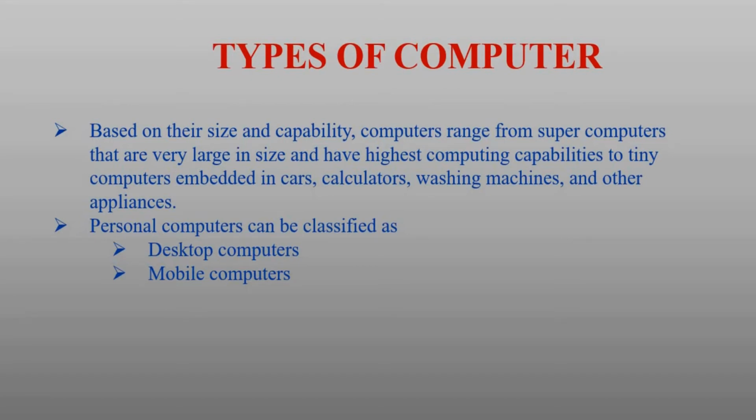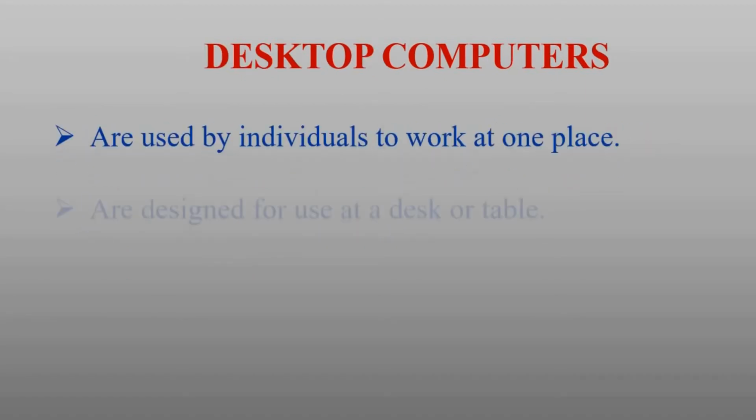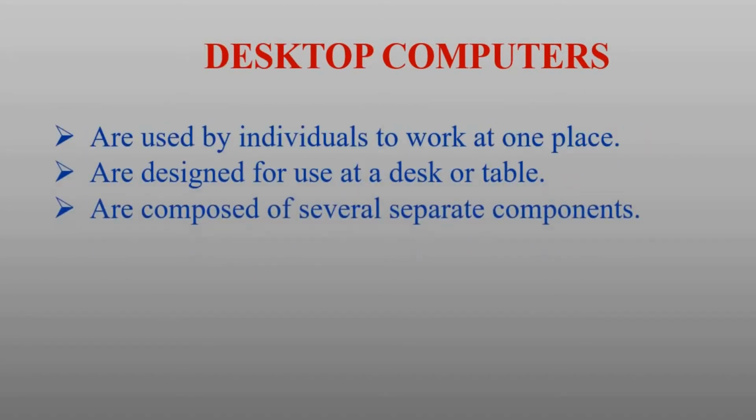So what is a desktop computer? It is a computer which is used by an individual to work at one place, right? You can't move that to any other location, right? For example, if you are traveling and want to work with a desktop computer, it is not possible, right? So it is designed to work at one place, right? A desktop computer is also composed of several components, right? We will learn about the components later, right?